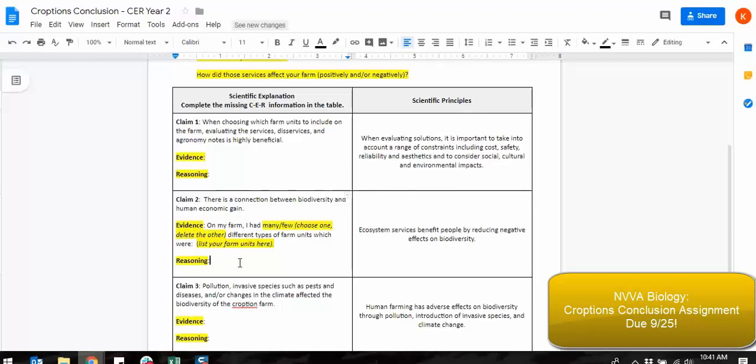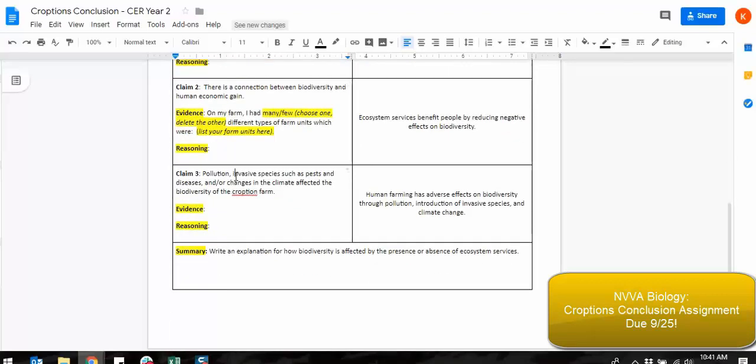Reasoning, why did you do your farm like that? What was the connection? That's where you're going to tell me what the connection was. Down here, pollution, invasive species, pests, diseases, or changes in the climate. You guys, those were all of your costs that were incurred at the end of your year. So after you built your farm, you looked up your profits, then you got slammed with all those costs. That's what you're going to look at for claim 3.